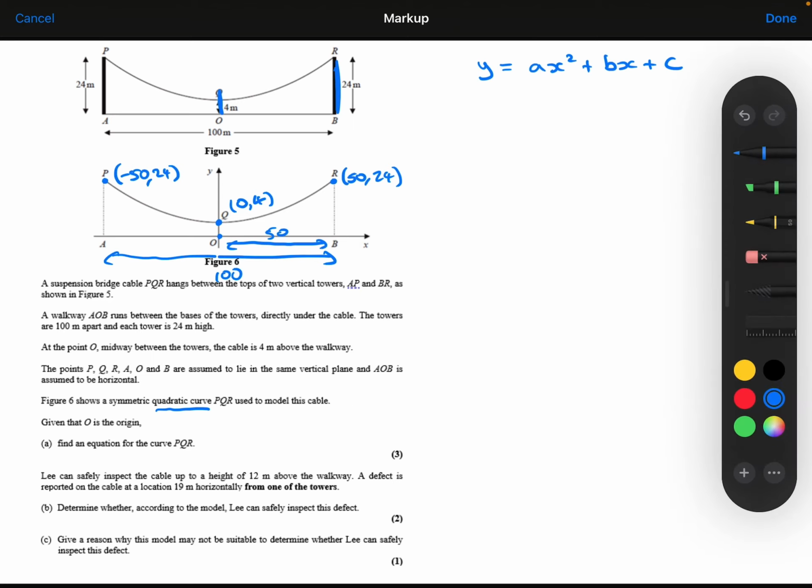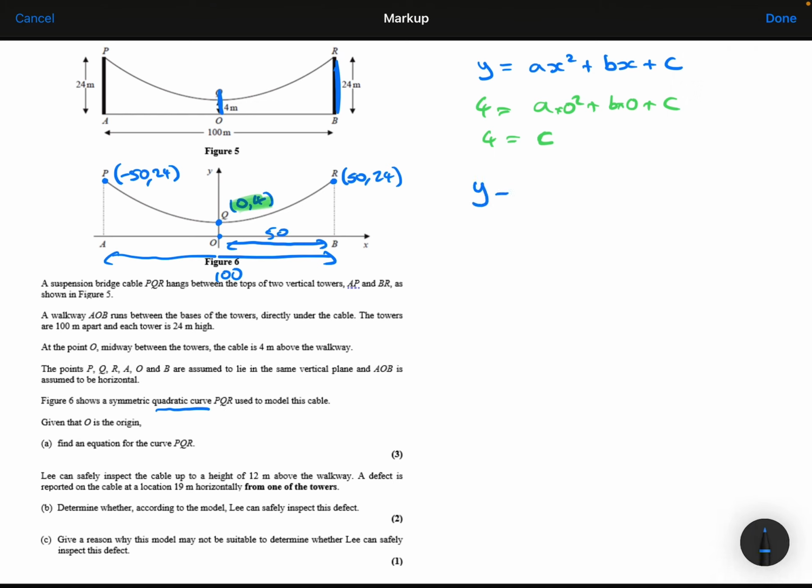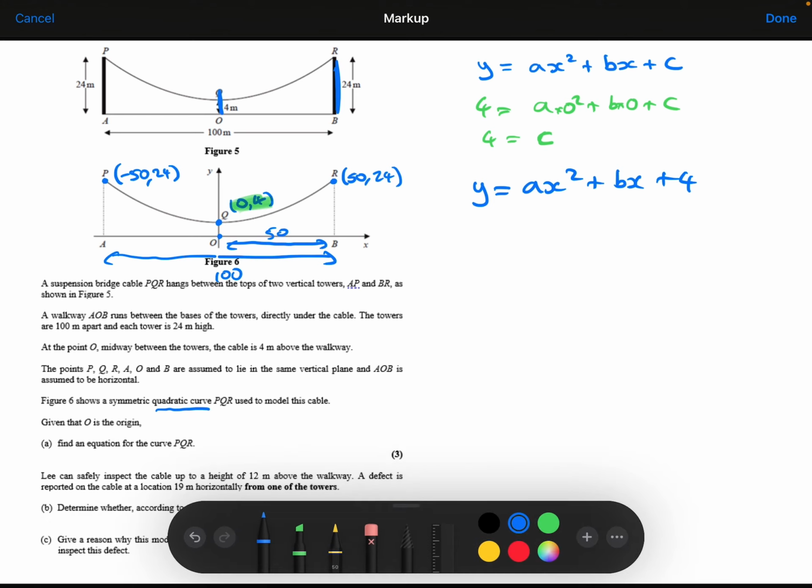So substituting those into my general equation, first of all substituting 0, 4 in. So we do this in green, substitute the 4 here, a times 0 squared plus b times 0 plus c. So that's just telling me that c is 4. So let me update my equation. Now I know that y equals ax squared plus bx plus 4. Next, let's substitute in the 50, 24 coordinate.